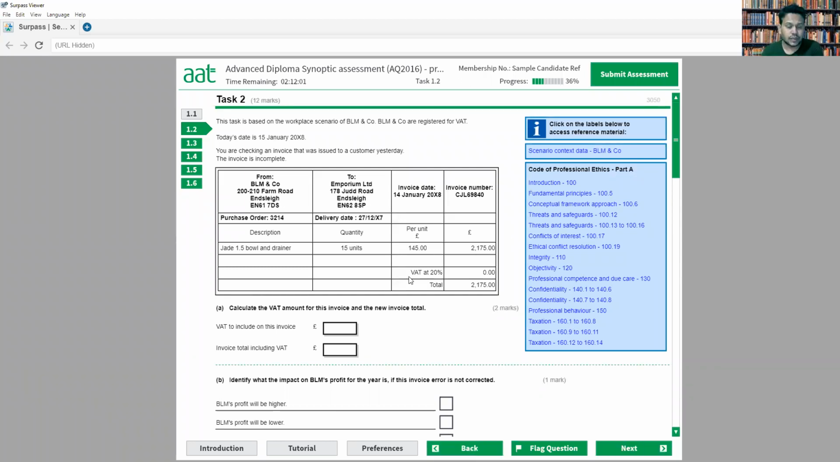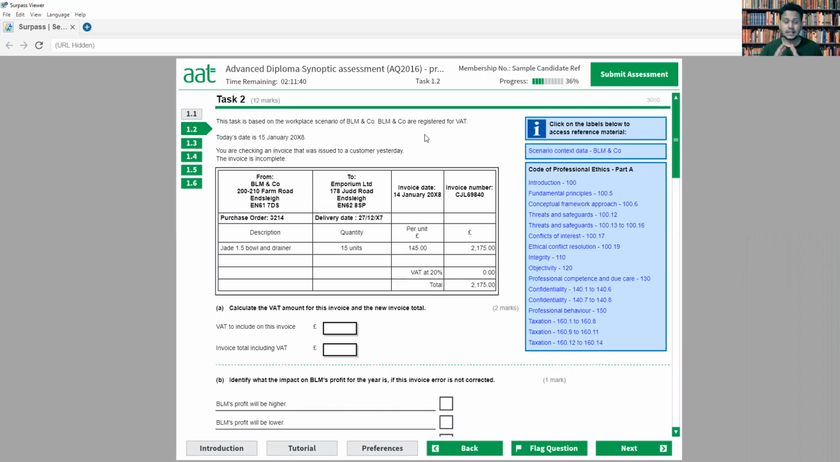Let's have a look at the next question. It says, this task is based on the workplace scenario. BLM and Co. are registered for the VAT. Now remember, if the company is registered with the VAT, then VAT is not a cost for them, because at the end we're going to get the VAT back from HMRC.